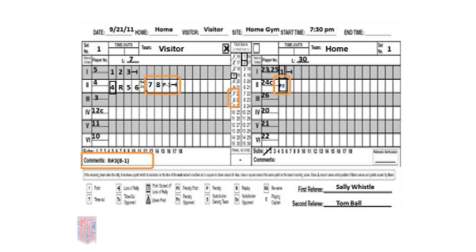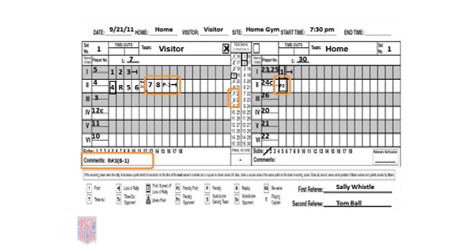A red card penalty for misconduct is issued to visitor number 3. In the comments section under visitor, we will write R number 3, 8-1. Loss of rally point will be awarded to the home team. P-1 is written in the next box for visitor to show where in the set the penalty occurred and that there is a point awarded due to the red card penalty.